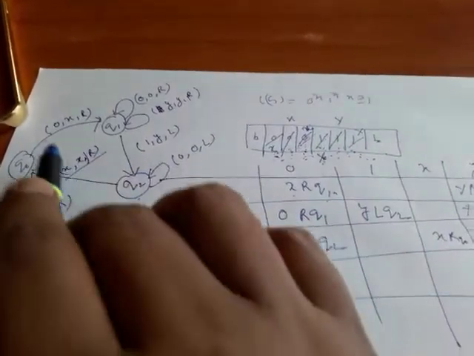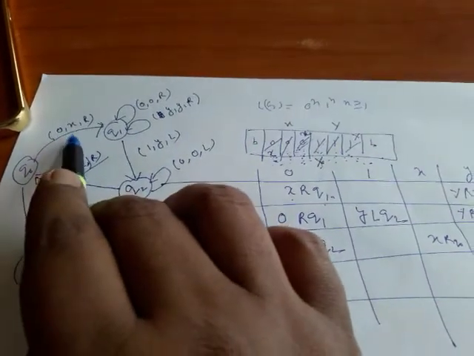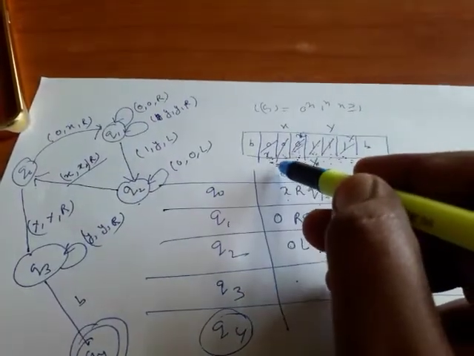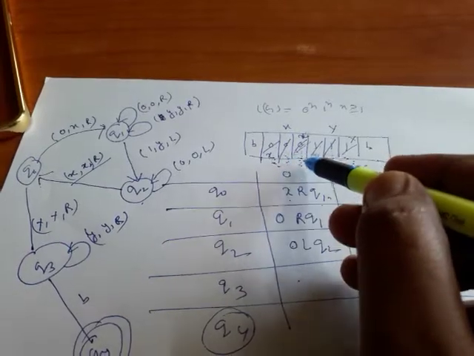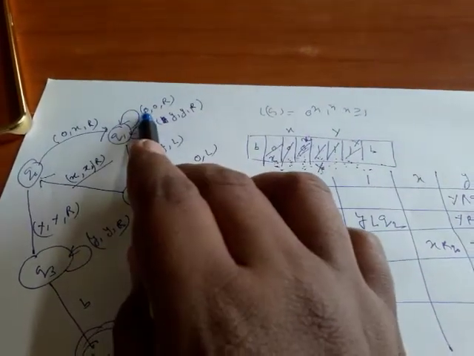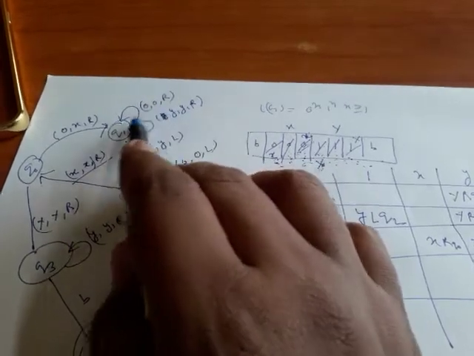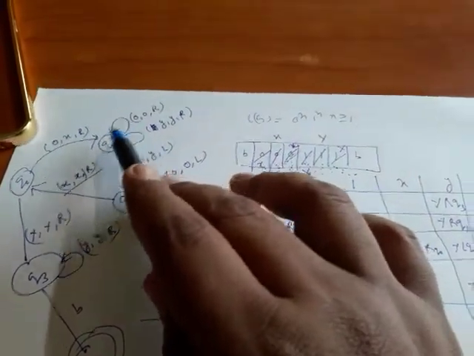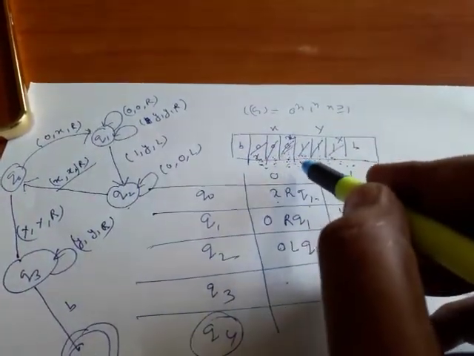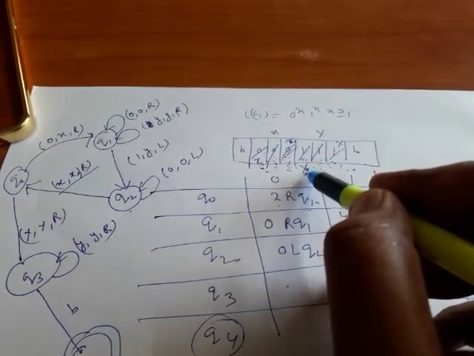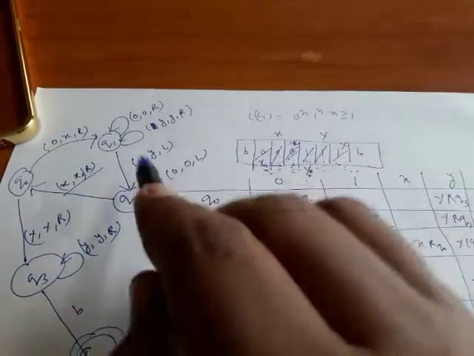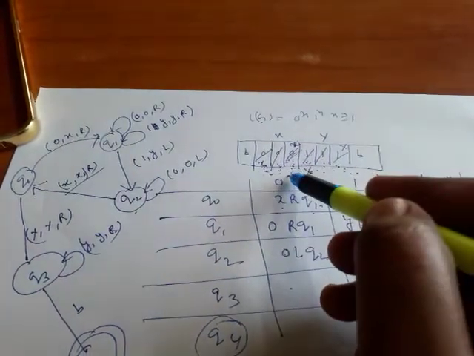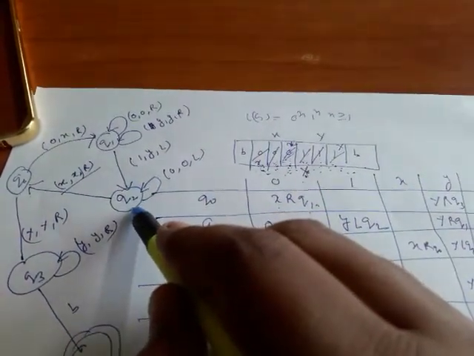So Q0 on 0, we make it x and move right to Q1. In Q1, whenever 0 comes, I write 0 as it is and move right, staying in the same state. Same for 1s that are not yet crossed. Now if I get the first 1, the target is to make it y, and go left, changing the state to Q2.